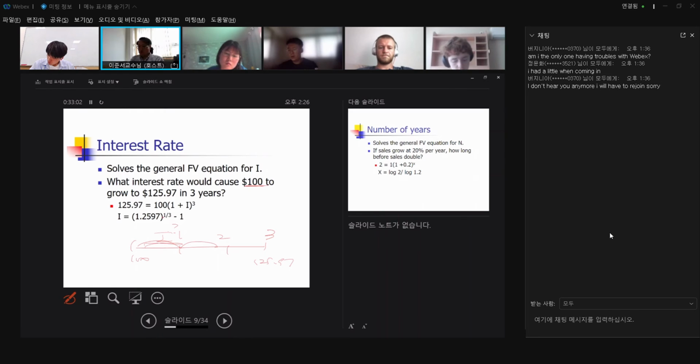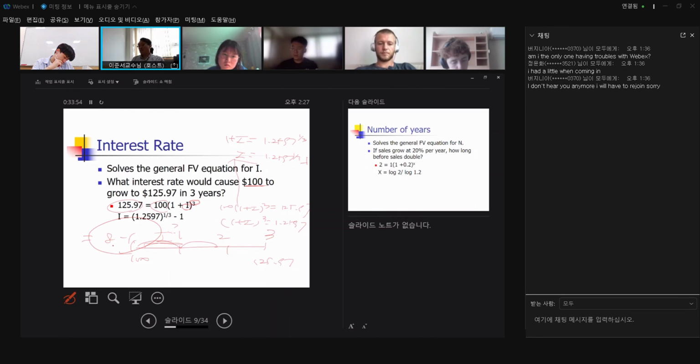So present value is $100. Future value is $125.97. We know the number of periods, 3 years. Only the interest rate is unknown, right? So 100 times (1 plus I) to the power of 3 is going to be $125.97. So (1 plus I) to the power of 3 is going to be 1.2597. If we take 1/3 as the exponent on each side, then 1 plus I equals 1.2597 to the power of 1/3. So I equals 1.2597 to the power of 1/3, minus 1, which is about 8%.